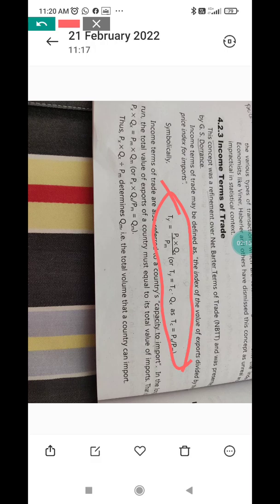In the long run, the total value of exports of a country must equal its total value of imports. That is, PX into QX is equal to PM into QM, or PX into QX divided by PM is equal to QM. So, thus, PX into QX divided by PM determines QM. That is the total volume that a country can import.